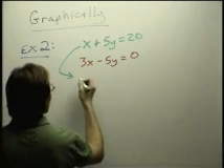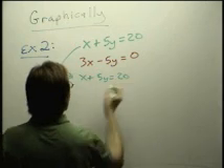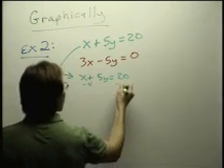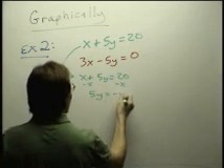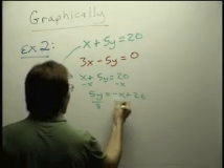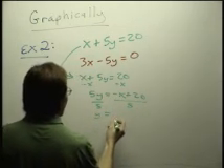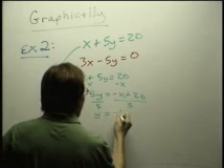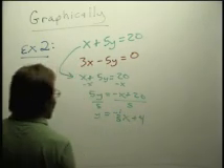So we can take our x plus 5y equals 20, subtract x from each side, we get 5y equals negative x plus 20, then divide by 5 on each side, and we end up with y equals negative 1/5 x plus 4.